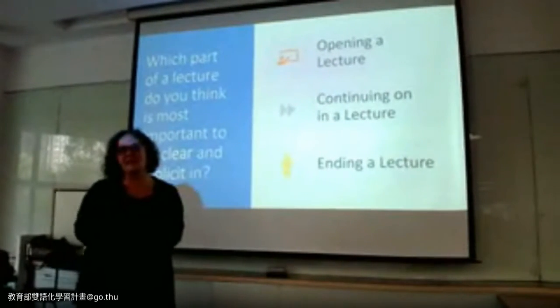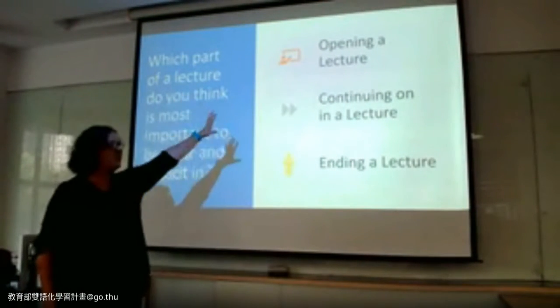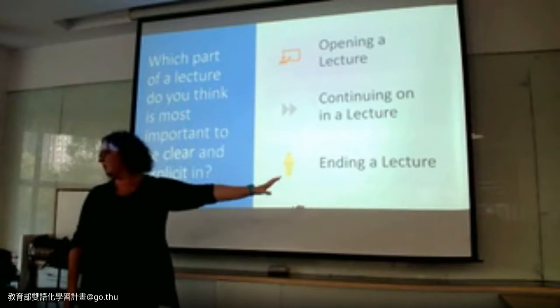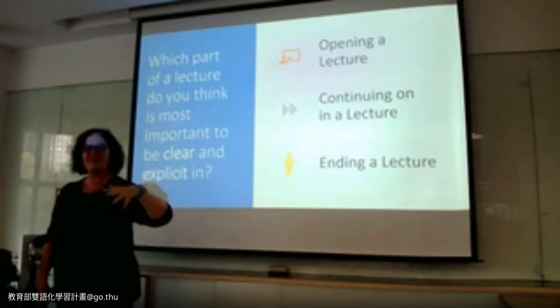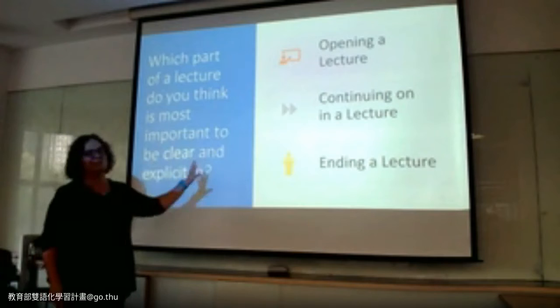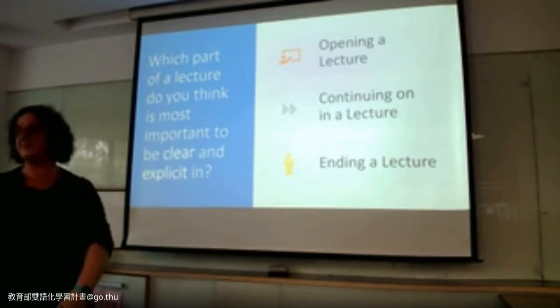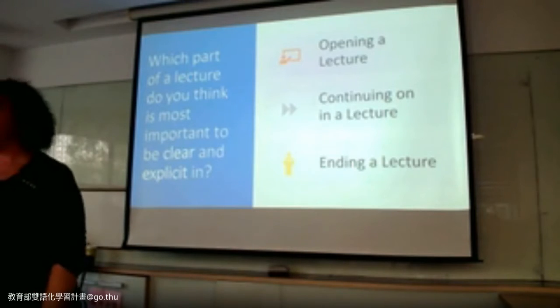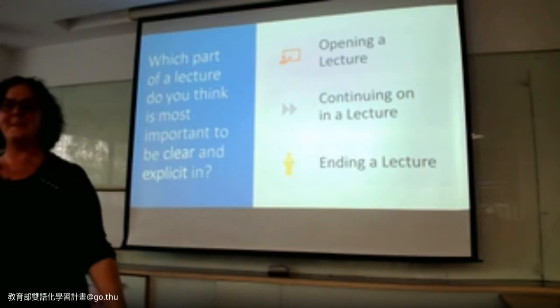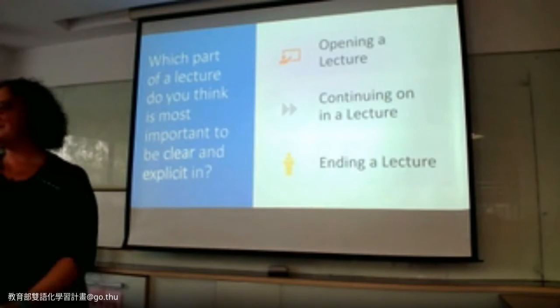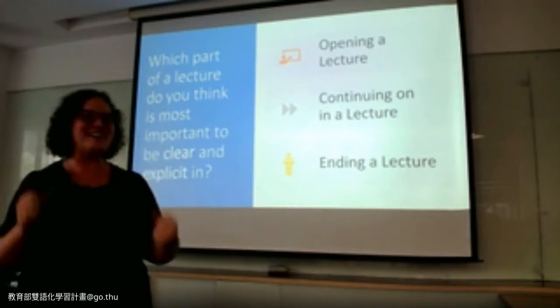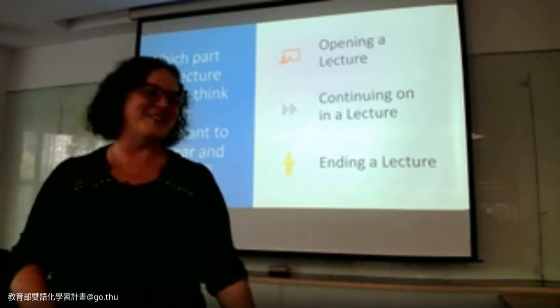So basically we've got these three elements. We've got the opening of a lecture, the continuing of a lecture, and the ending of a lecture. Which part do you think it is most important to be clear and explicit in? Beginning, middle, end? Beginning. For all of them? Trick question. It's important for all of them, yes.